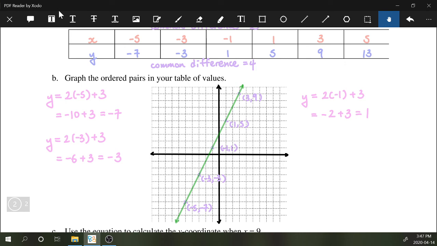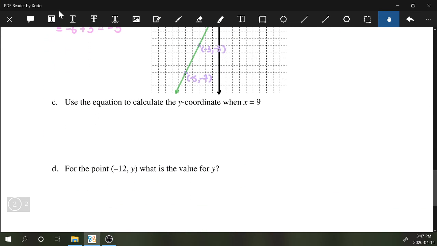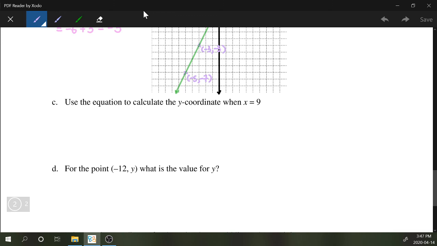Okay, so the next little part is just 3 different ways of asking the same thing. It gets trickier and trickier. So it says to use the equation to calculate the y-coordinate when x is equal to 9. So we can simply go back to the equation, which is y equals 2x plus 3. Then we substitute the x value of 9, so 2 times 9 is 18, and then 18 plus 3 is 21.